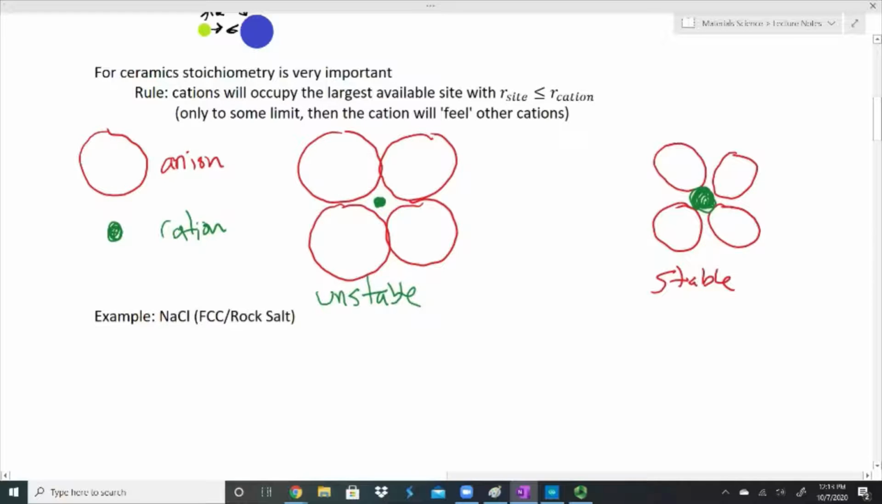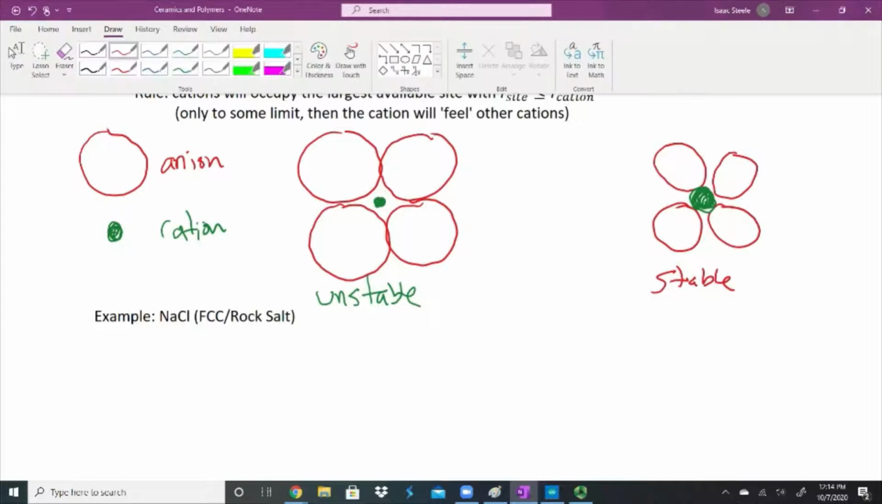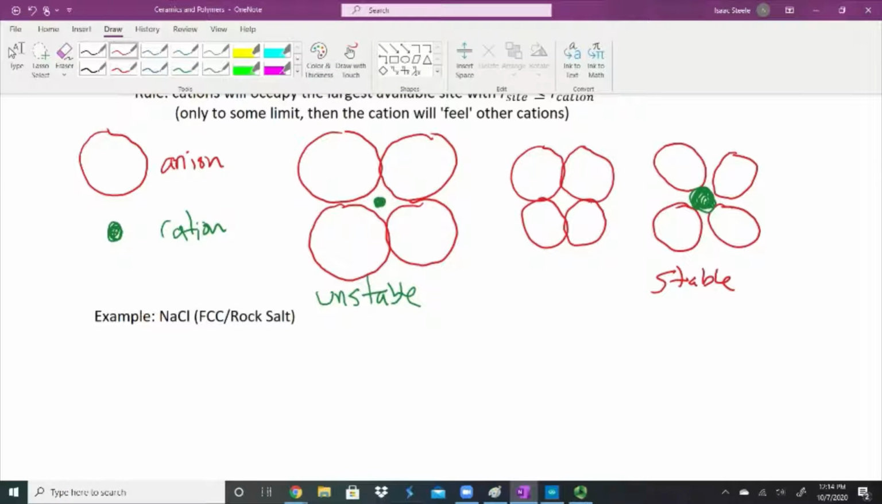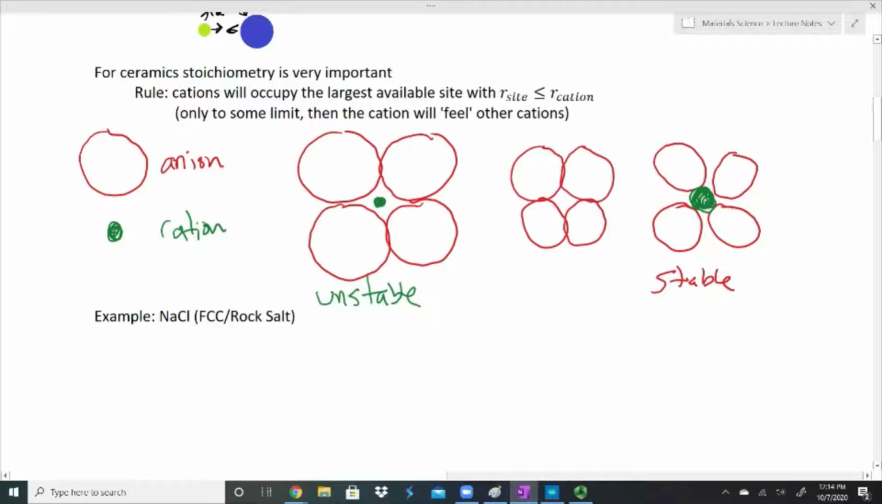spaced plenty away. There is going to be a spot right in the middle that we're going to call the stability limit. And the stability limit is where we go from stable to unstable. Basically, let's say that these equally charged ions are actually touching each other. The anions are touching, but it's also touching the cation in the middle. That would be our stability limit.